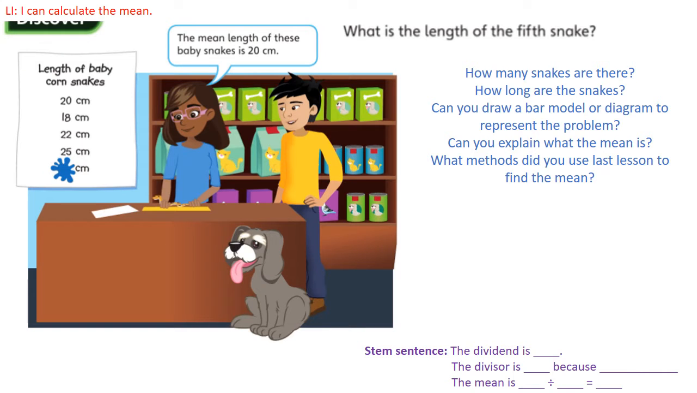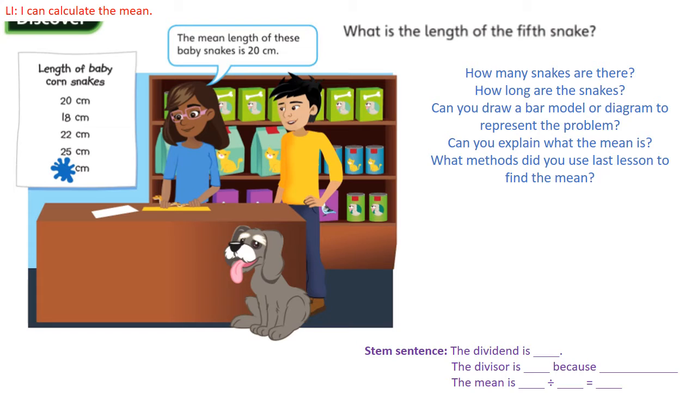So our first question is, what is the length of the fifth snake? So we're in a pet shop here and there are 5 snakes. And as you can see from over here, we've got the length of the baby snakes. So snake 1 is 20 centimetres, snake 2, 18 centimetres, 3, 22 centimetres, snake 4, 25 centimetres, and oh no, snake 5, the pen has blocked and we don't know how long it is. However, what we do know is that the mean length of the baby snakes is 20 centimetres.